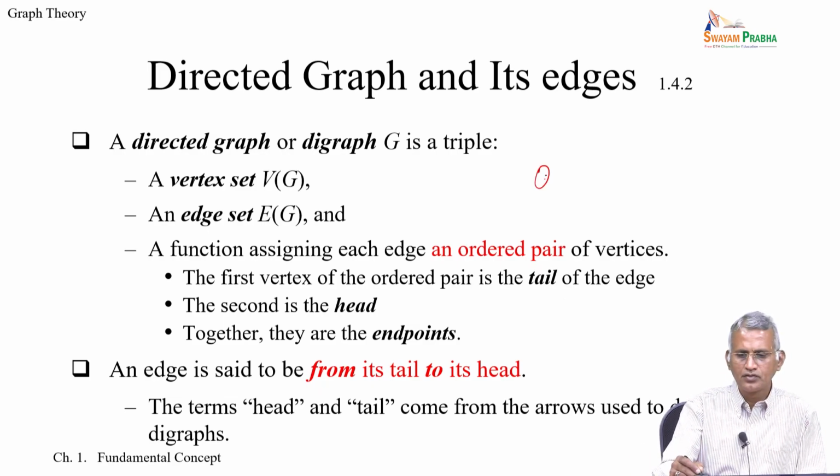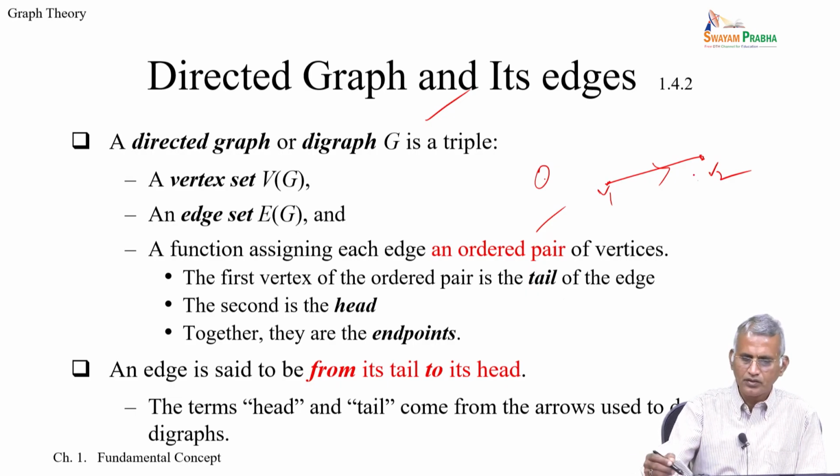Next, directed graph and its edges. Directed graph means you have a vertex, and each arrow goes towards a direction. So a directed graph or digraph G is a triple: it has a vertex set and edge set, and a function assigning each edge an ordered pair of vertices. The first vertex V1 of the ordered pair is the tail of the edge. So here you say this is the first, this is a tail, like that. The second is the head, and together they are endpoints. So an edge is said to be from its tail to its head. The terms head and tail come from the arrows used to draw the digraph.